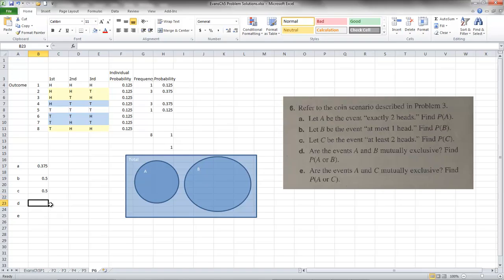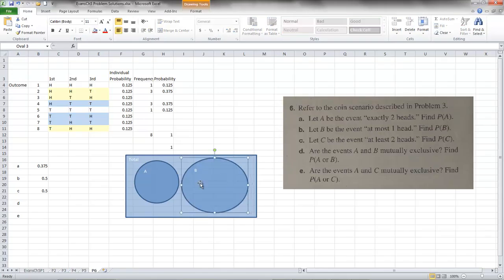Okay, so part D says, are the events A and B mutually exclusive? Find the probability of A or B. So what we're going to find out is A was exactly 2 heads versus the situation when you have 0 or 1. Those are exclusive. They do not overlap each other. So this is the probability of A, represented by a circle, and this is the probability of B, by an ellipse here. Okay. And the total is represented by the box. This is how I did it in class. I showed the total probability is 1, or 100%, and you have a probability of A and a probability of B. And when they're exclusive, they're not overlapping each other. They don't contain any of the same elements, okay? So they're separate. So the answer is, yes, they are mutually exclusive.